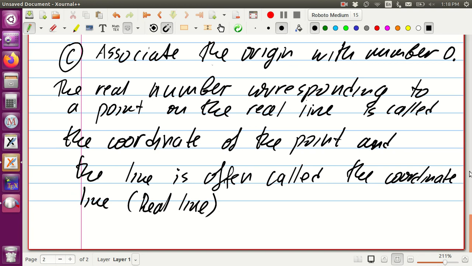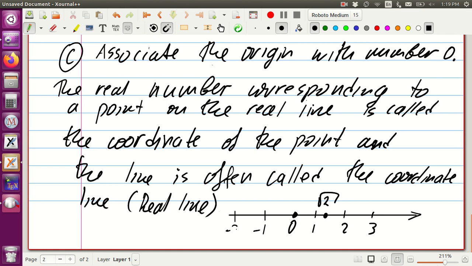All right, so how would it look in practice? In practice, it would look something like this. You have a 0, you have positive numbers going to the right. So for example, square root of 2 will be between 1 and 2. Then negative 1, negative 2, and here we'll have a negative 1/2, for example, and so on. All right, so this way we defined real line, we defined real numbers.